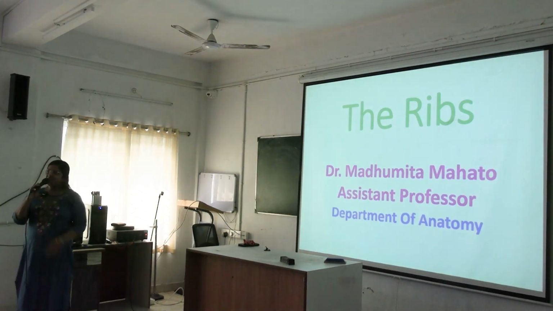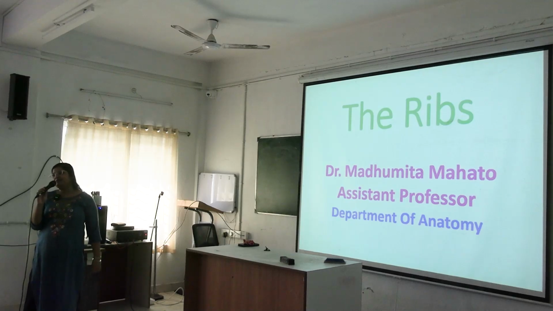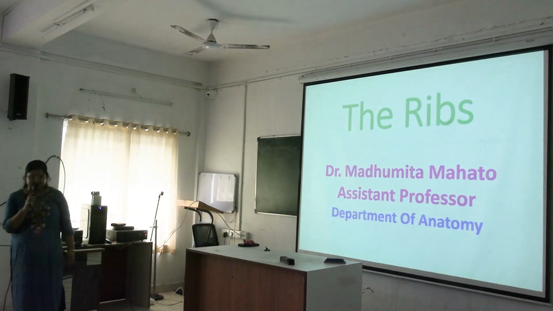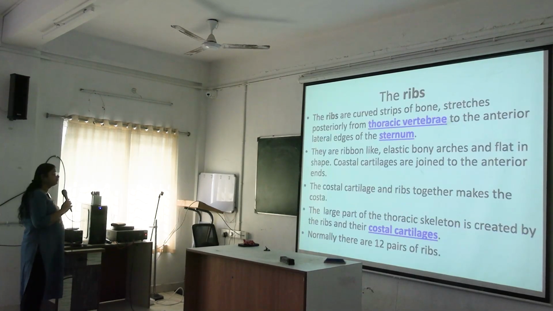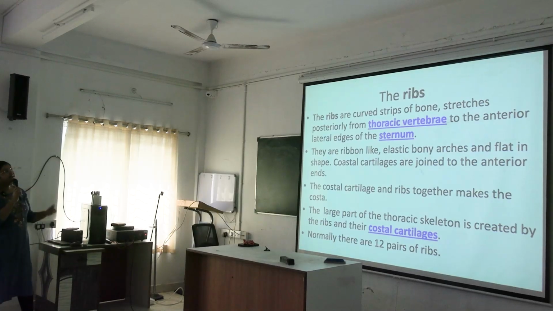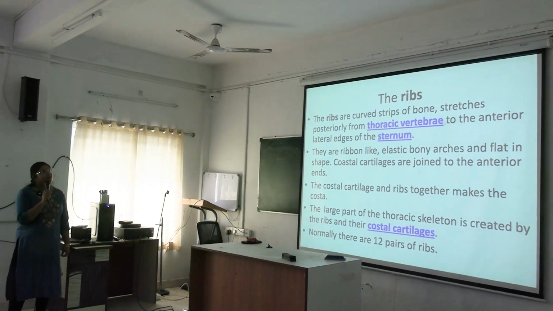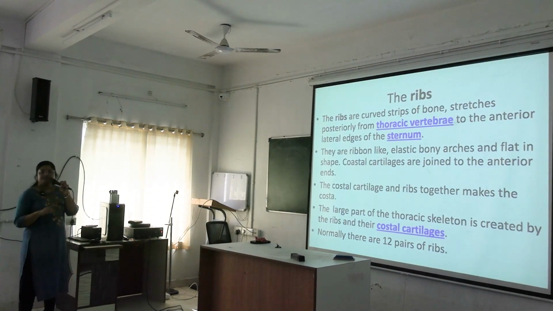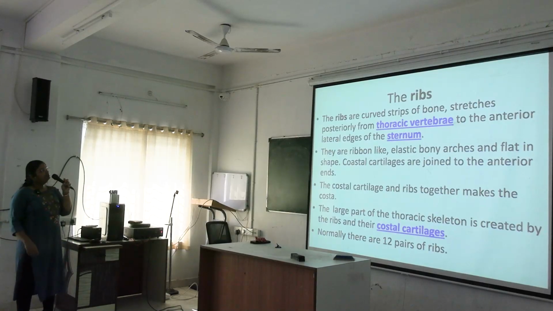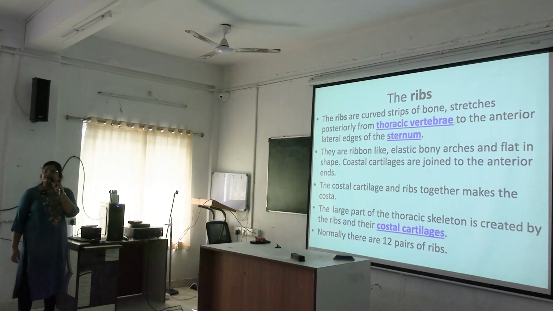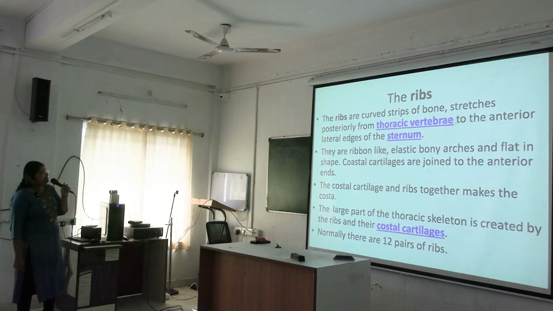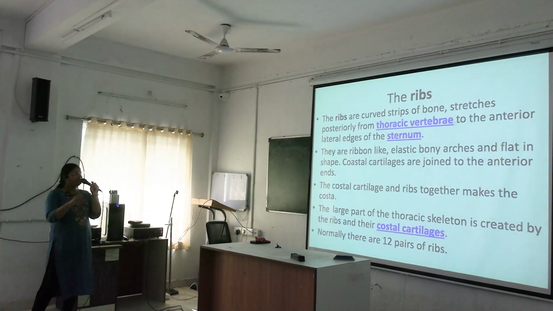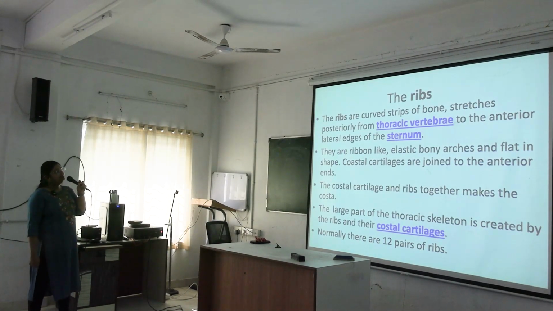Okay, so today we'll discuss the ribs, typical ribs and atypical ribs. So the ribs are curved strips of bone which stretch posteriorly from the thoracic vertebra to the anterior lateral edge of the sternum. Okay? And they are ribbon-like structures, elastic bony arches and flat in shape.